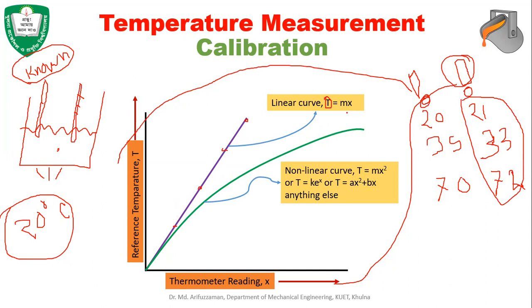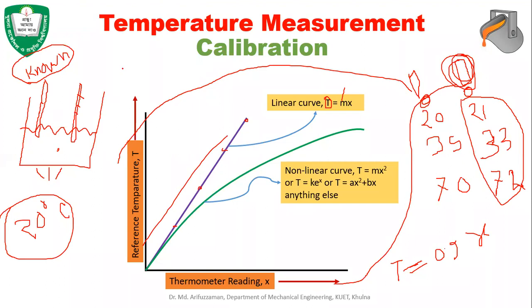Okay, so once we know these things, when you do the linear regression analysis and get the slope of this linear curve, then M will be known. Once M is known, the equation will be like T equals, let's say, M times X, which is 0.9X. Then you can use this thermometer to measure unknown temperatures.